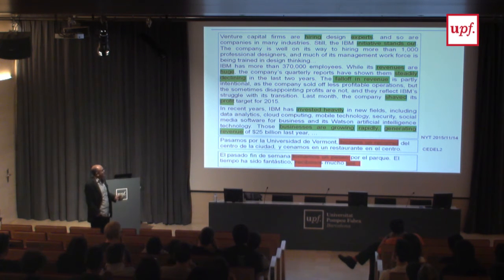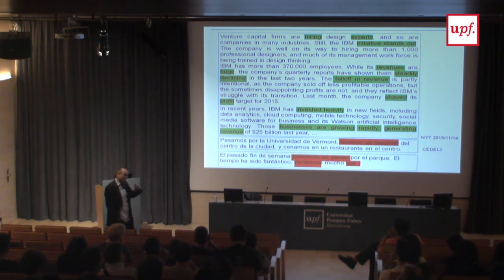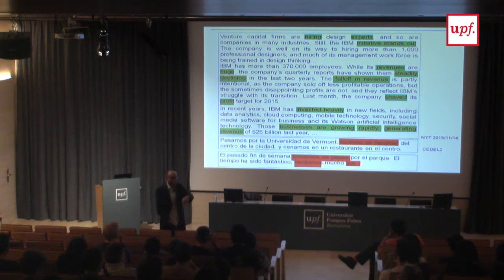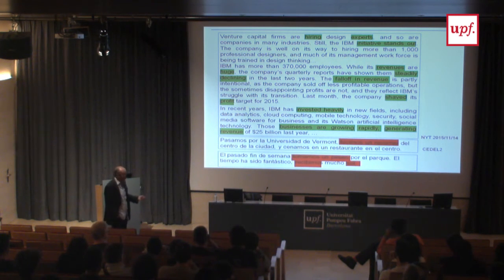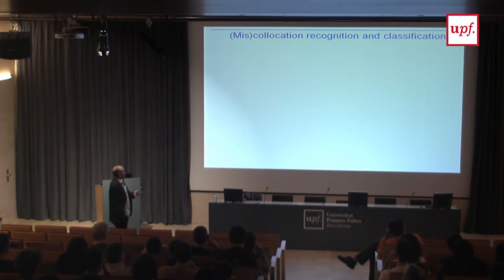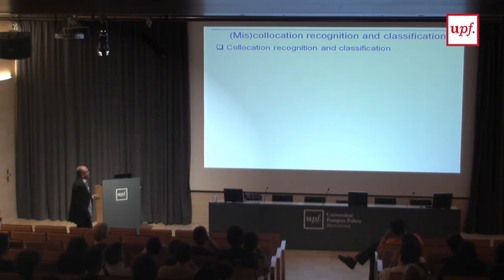So what we want is first to be able to recognize when we have those word co-occurrences, what we call collocations, and compile resources. We have, for example, dictionaries, which can be used both for language learners and for automatic purposes. And we also want to be able to recognize miscollocations and correct them. So first, collocation recognition and classification.